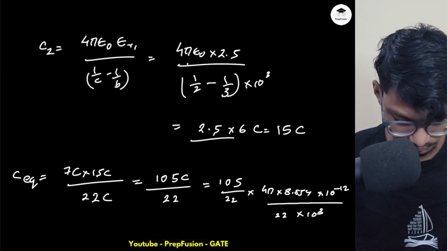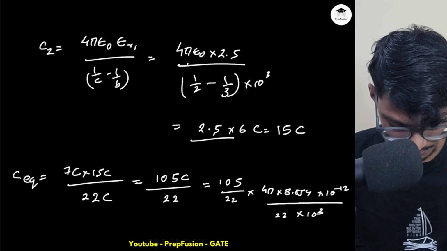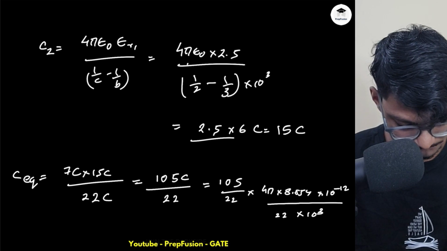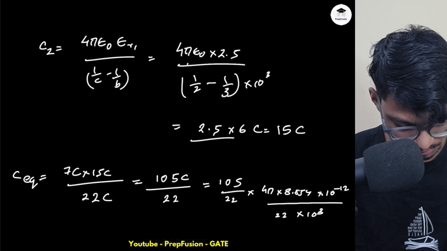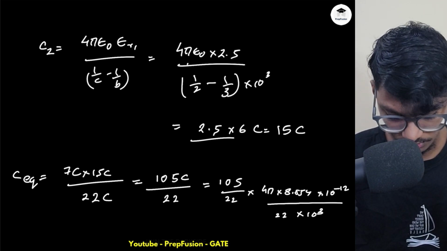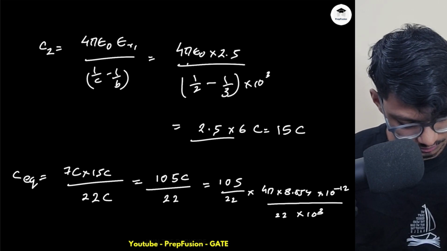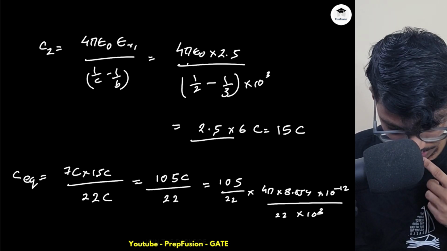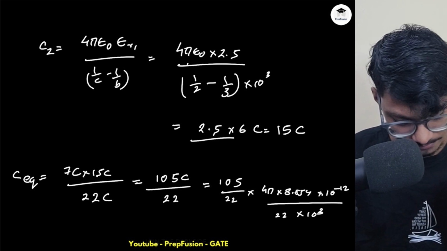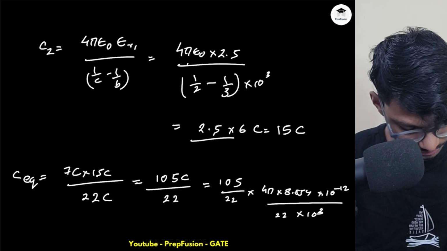So this will be 8.854 into 4 into pi divided by 22, and this raised to the power 10 raised to the power minus 12. This is getting divided by 10 cube. So just checking real quick, divided by 22 is done. 10 raised to the power minus 3, correct? Yeah, this is totally correct. 10 raised to the power minus 12.